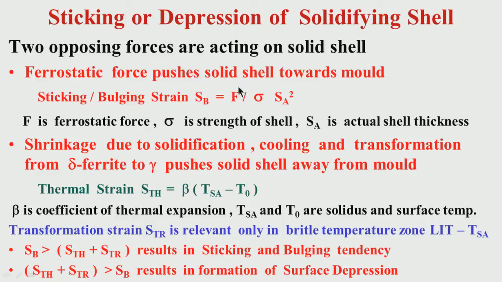So, the higher the ferrostatic force, that means as you go to more and more solidification, that means we are going down, the ferrostatic force is increasing. So, towards the end of solidification, ferrostatic force will increase. So, there will be more of this strain, and it will also depend on the sigma, the strength of the shell. If the strength of the shell is more, this strain can be less.